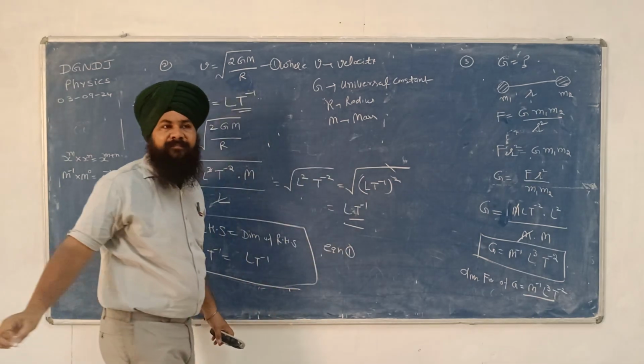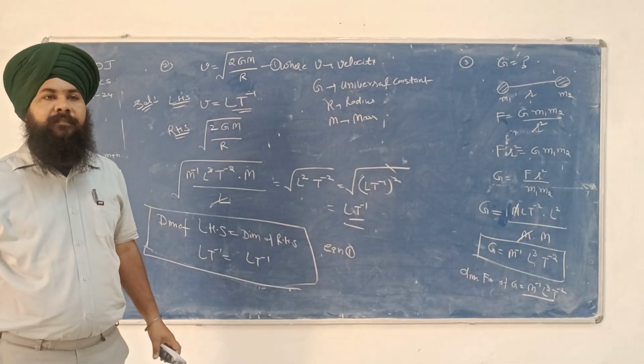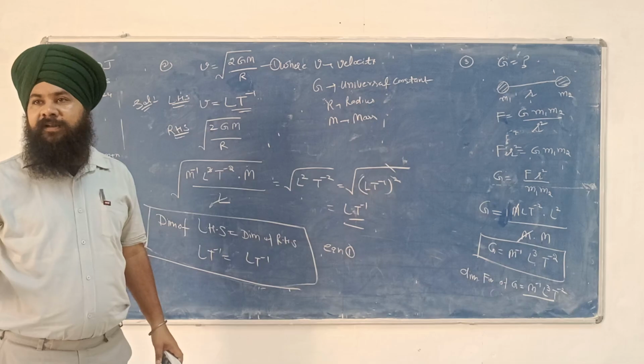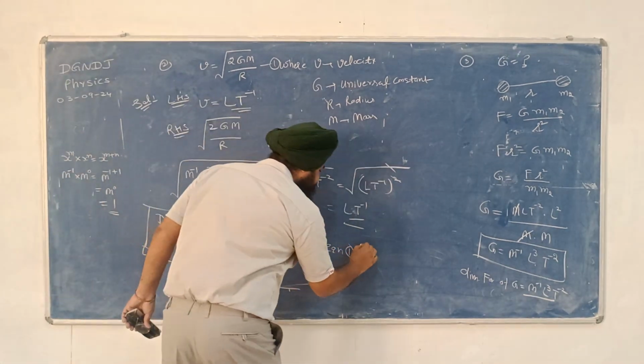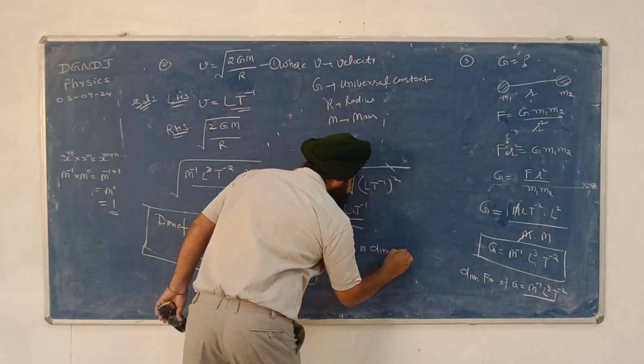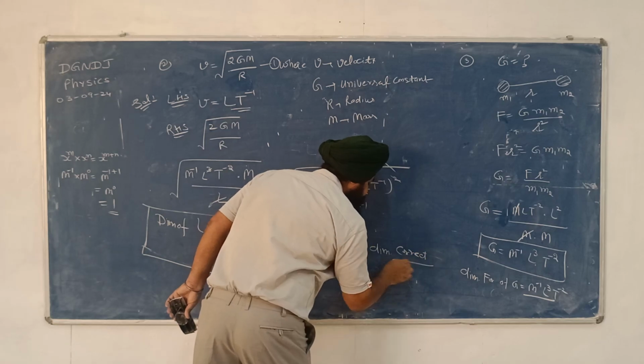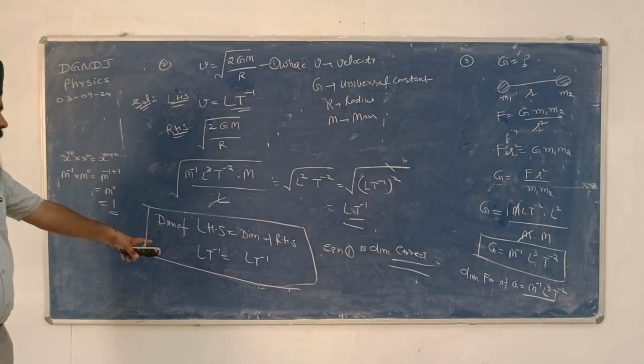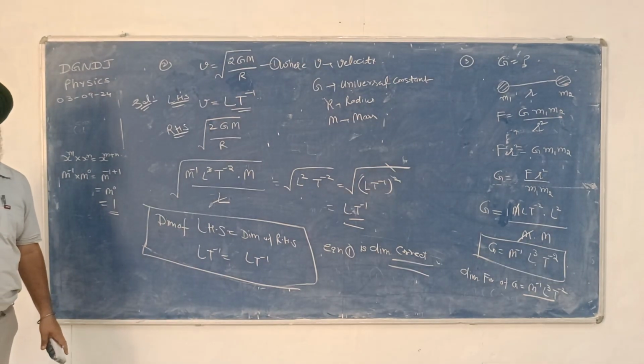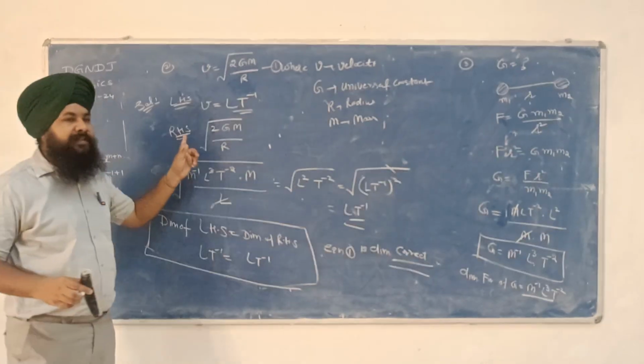So I will write here: equation 1 is dimensionally correct, because LT minus 1 is equal to LT minus 1. Now see, these are two numericals.